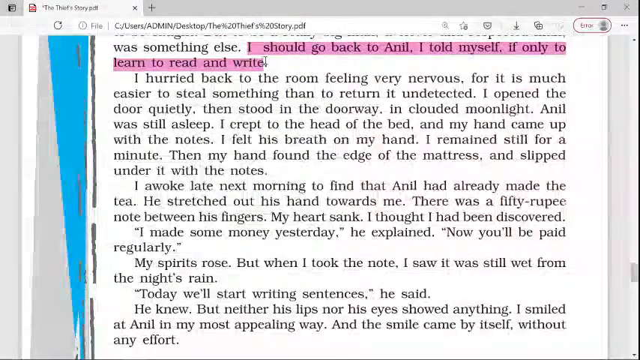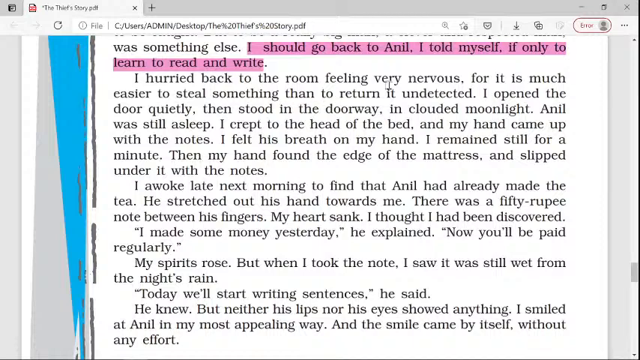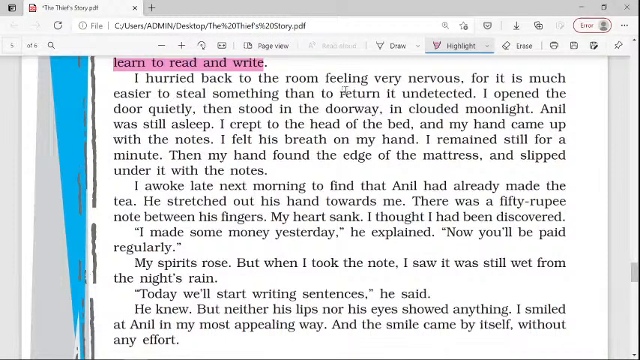I hurried back to the room feeling very nervous, for it is much easier to steal something than to return it undetected. He says that it's very easy to steal something, but when it comes to returning, most of the time people get caught. So therefore he says it's very easy to steal, but it's very difficult to return without being caught, right? Undetected means without being caught.